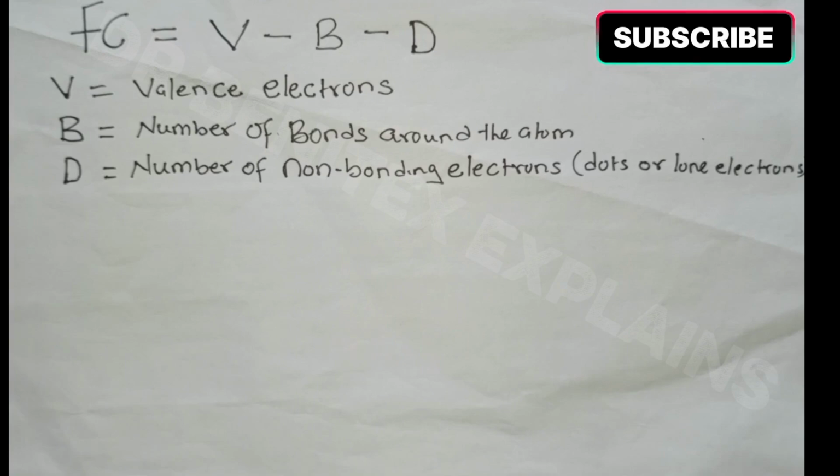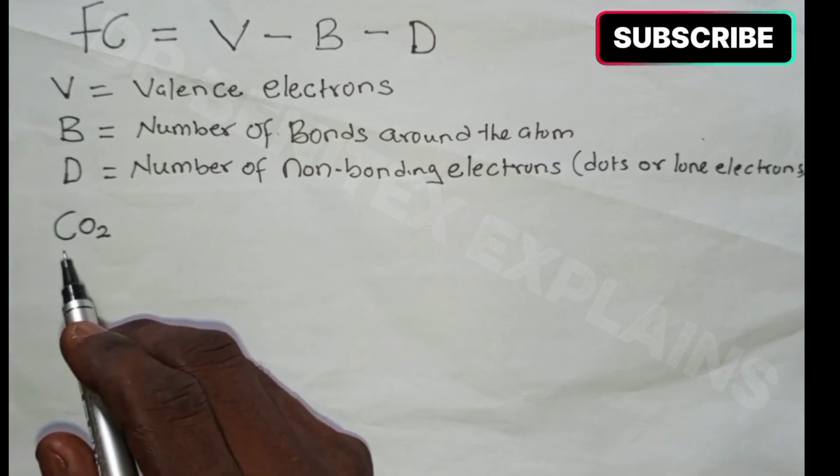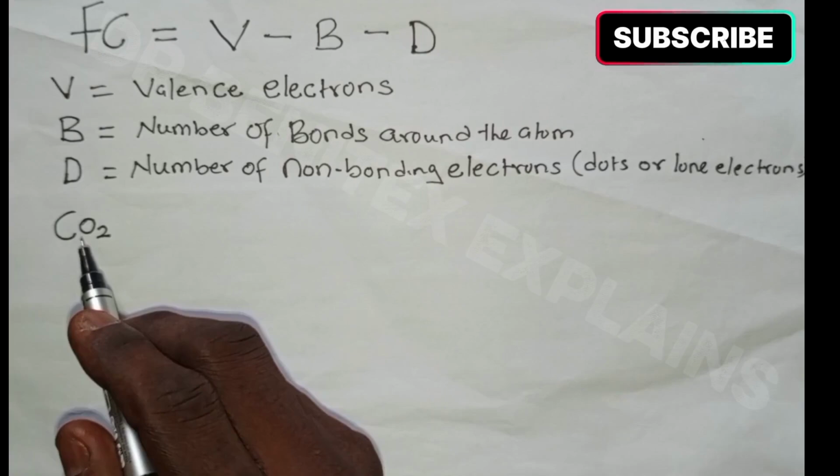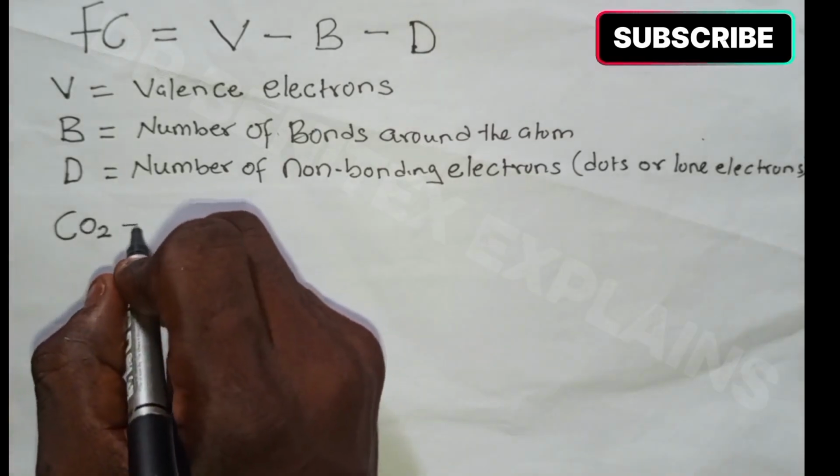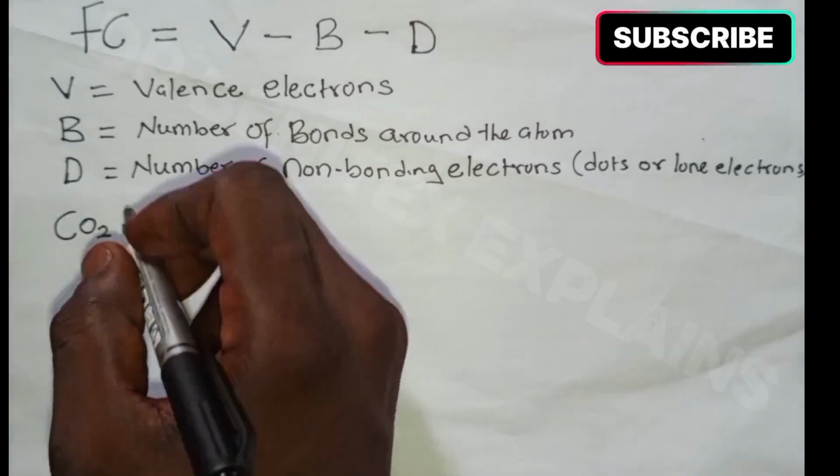Let's talk about some practical examples. Let's consider the Lewis structure, or the possible Lewis structures, for CO₂. Alright, for CO₂, how many valence electrons are there in CO₂? Carbon is group 4, so we have 4 plus. Oxygen is in group 6, 6 times 2, 12, plus 4. So CO₂ has 16 valence electrons.